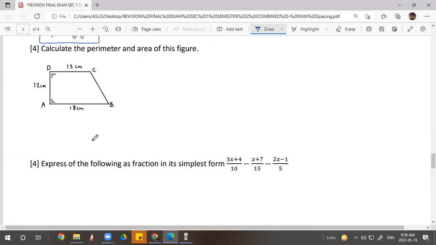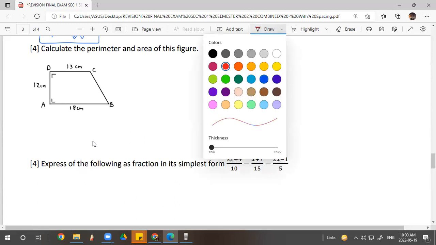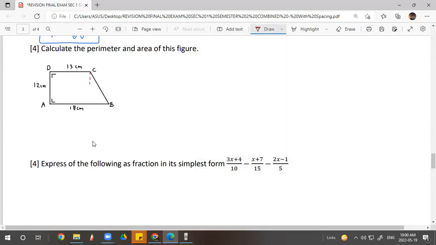Next question. Calculate the perimeter and the area of the figure. First thing first, if you want to find the perimeter, you need to find CB. Remember how you find CB? No? Okay, I will remind you one more time. You put the extra line here in order to use the Pythagoras rule. So this is 12 also, right? And this will be 18 minus 13, 5, right?